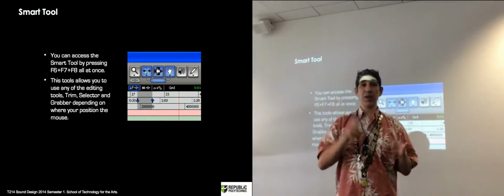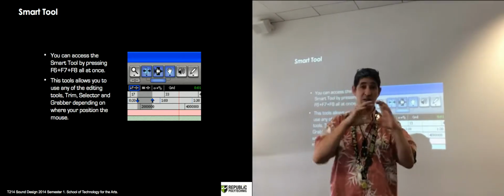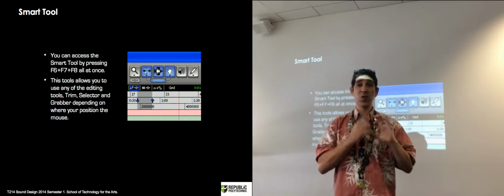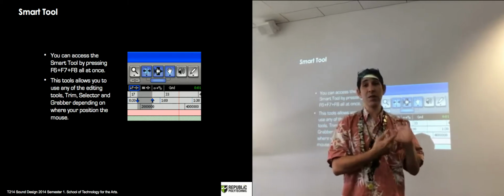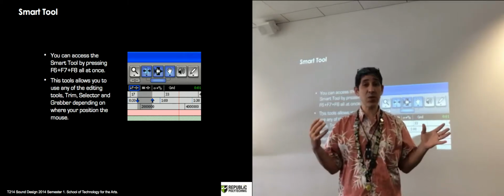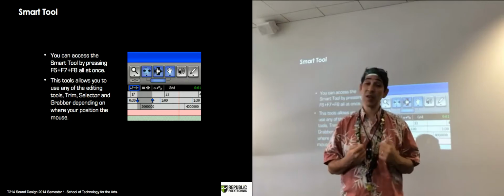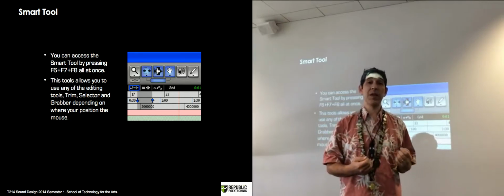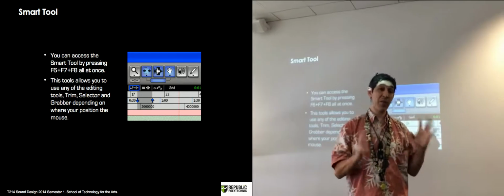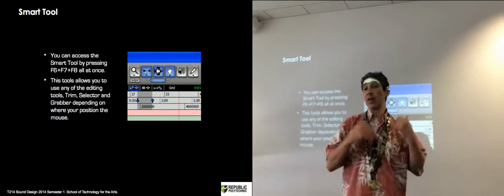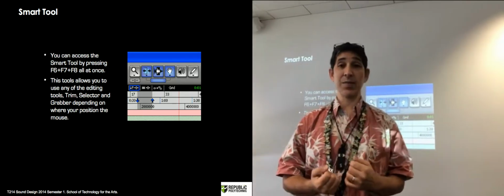And depending on where you put your cursor within the region, the tool will change. If you put it at one end in the middle, it becomes the trim tool. If you put it in the corners, it becomes a fader. You put it towards the middle of the whole thing, it becomes a grab tool. So you have a lot of possibilities here.